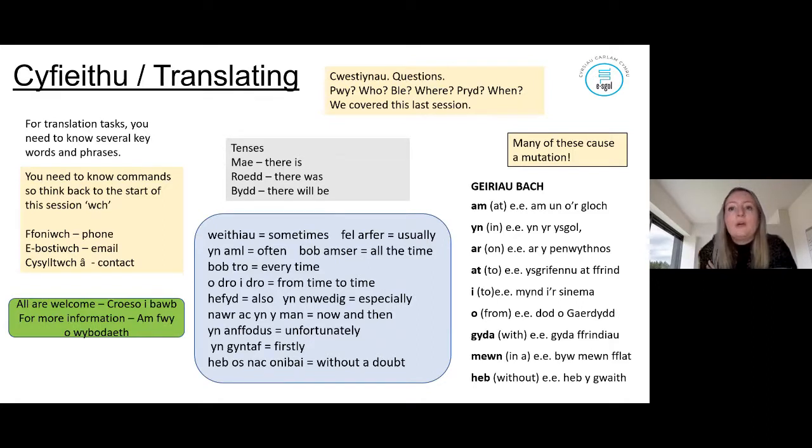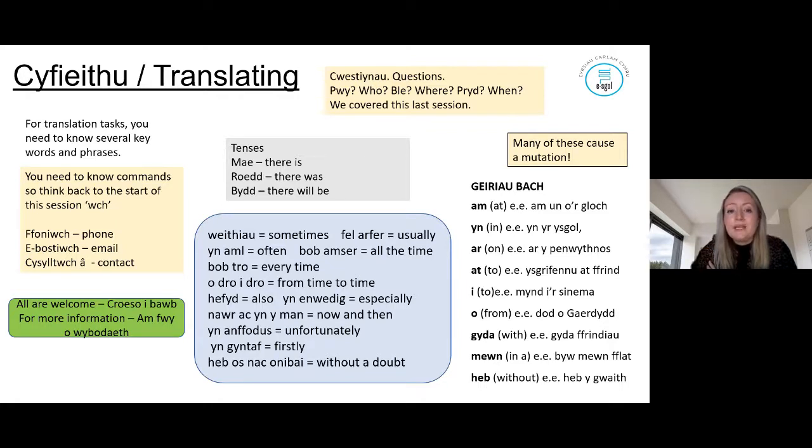We need to know questions, which we did last week. Pwy, ble, pryd. You need to know some small words which have come up already today. Am, meaning at. Yn, meaning in. Ar, meaning on. I, meaning to. Gyda, ffrindiau. With is gyda.